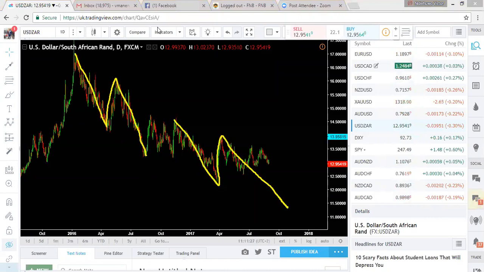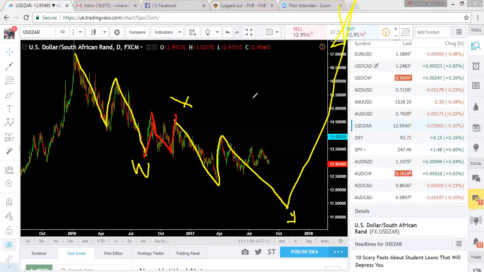And in between the zigzags, we've got this subcorrection. So if you were to label this, this will be your W, representing this whole zigzag W. The sub is the X. This could be a zigzag, and then it will be a Y. And then this move will be completed, and then we're going to get a strong move to the upside on this one.